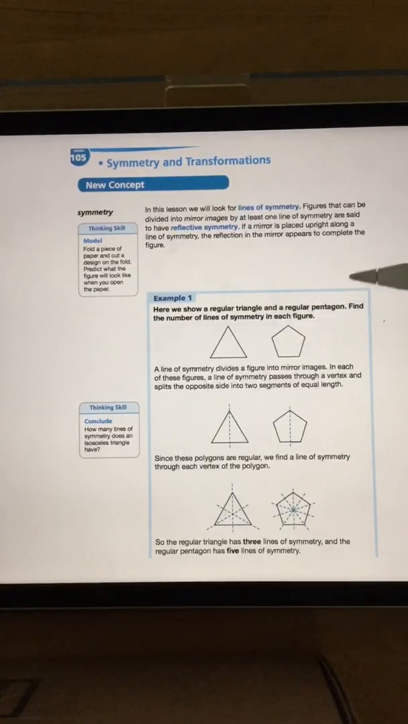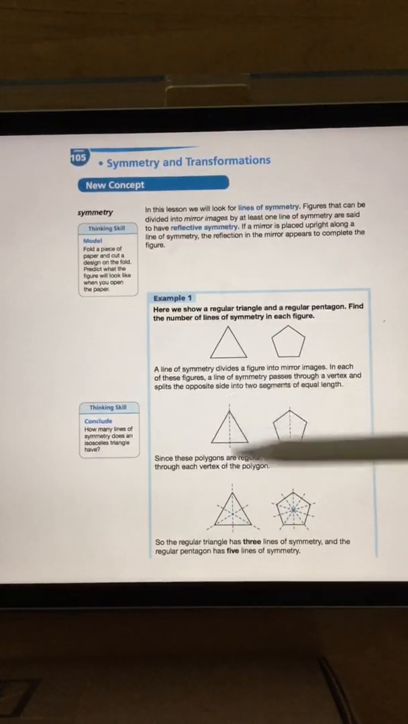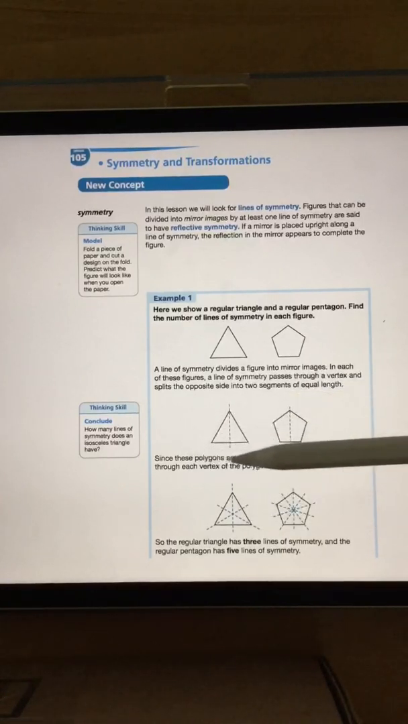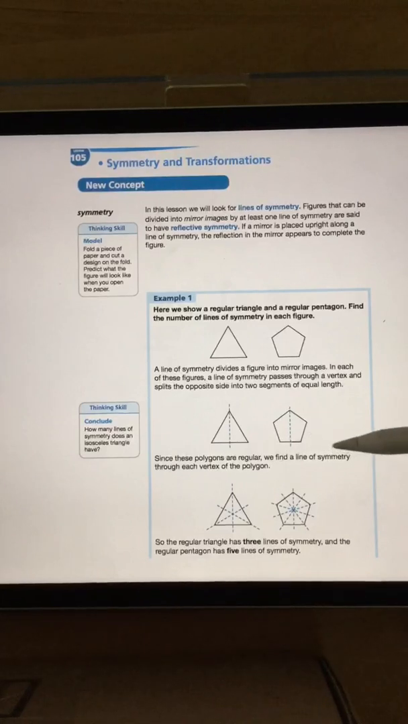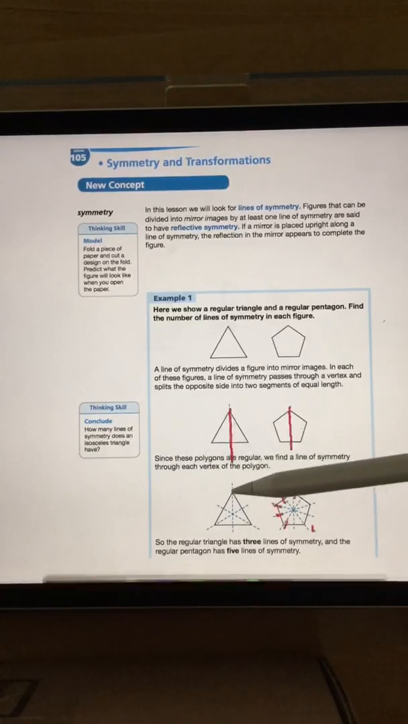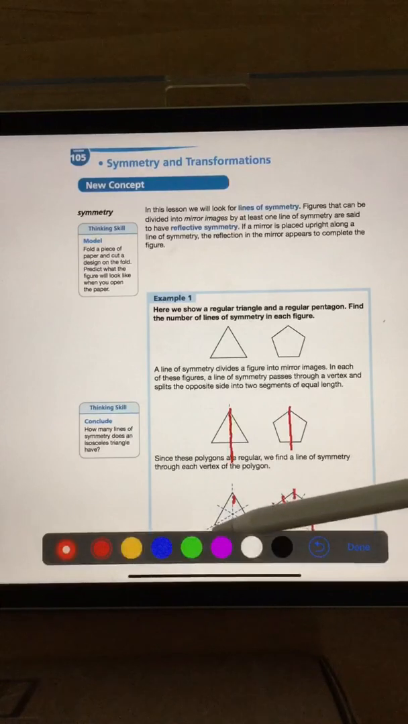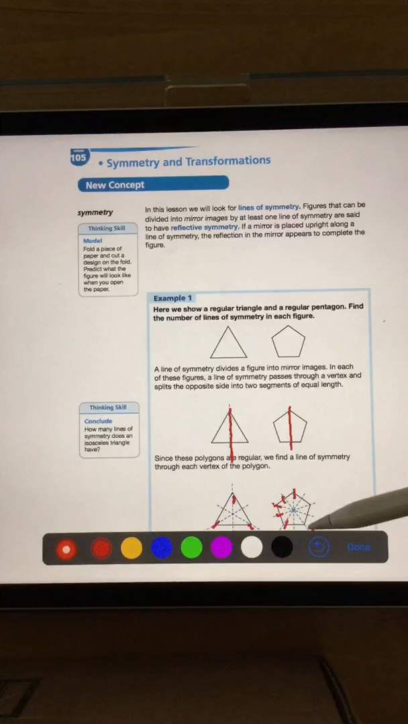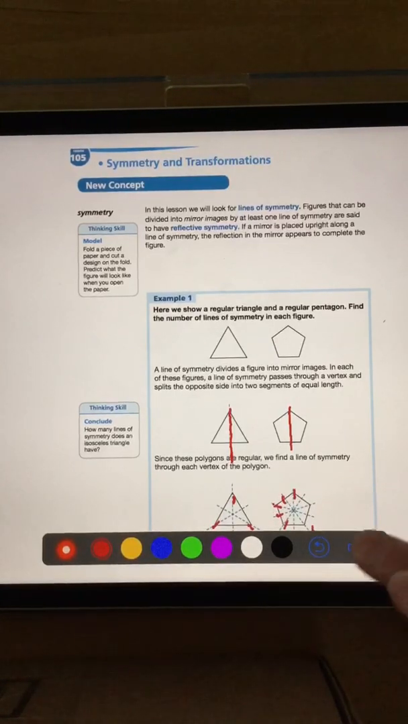It's a regular polygon, and here we have a pentagon. All right, so our line of symmetry divides the triangle, and this line of symmetry divides the pentagon. So here we go. Since these polygons are regular, we find a line of symmetry through each vertex. Here's one vertex, the other vertex, and the other vertex. So we have 3 lines of symmetry for the triangle. We have 1, 2, 3, 4, 5 for the pentagon.